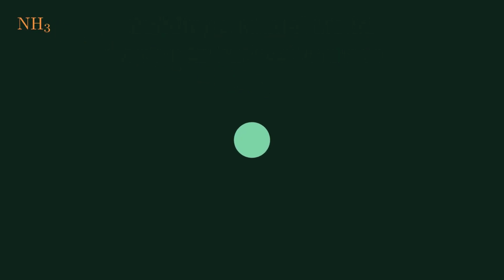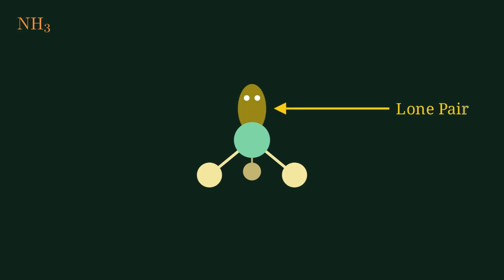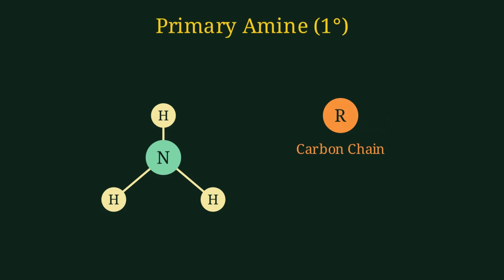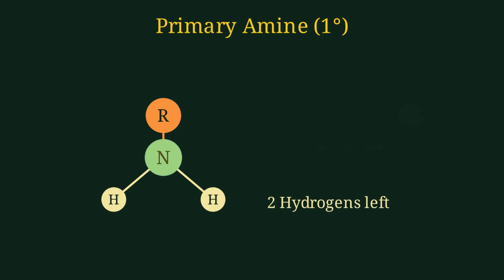Think of an amine as a derivative of ammonia, NH3. Ammonia is a nitrogen atom bonded to three hydrogens with one lone pair of electrons sitting on top like a crown. To make an amine, we start swapping those hydrogens for R groups, carbon chains. A primary amine, 1 degree, is like ammonia, but we've swapped one hydrogen for a carbon group. It has 2 hydrogens left on the nitrogen.